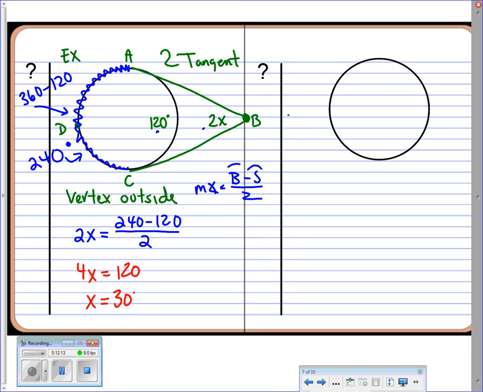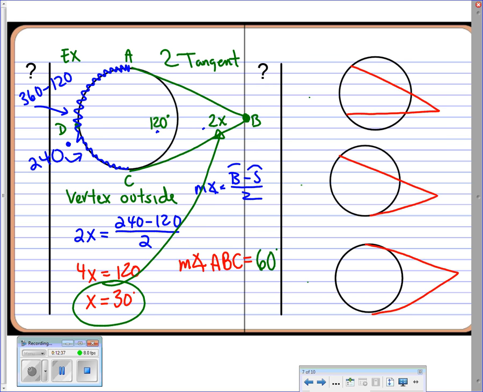So I find out that x is 3. Now I'm going to ask you, what is the measure of angle ABC? See if you can figure that out. To do that, I would take this number and plug it in right there. And so the angle there is 60 degrees. All right, let's move on.